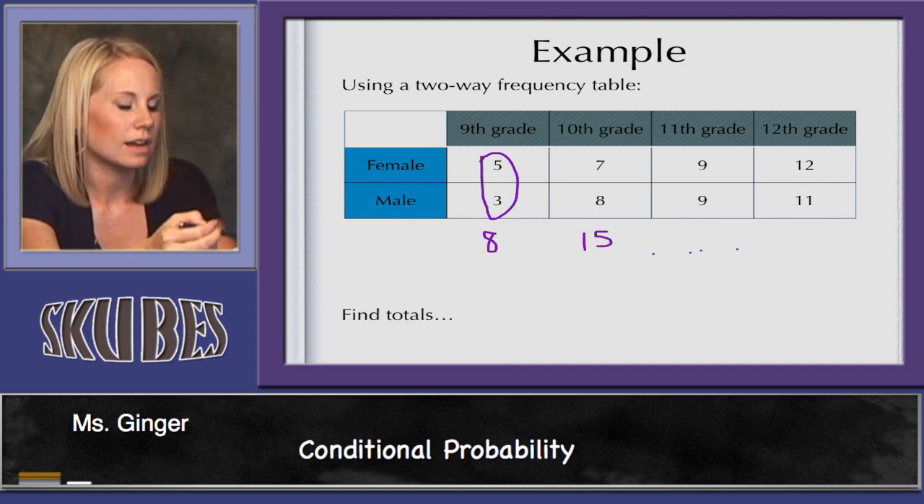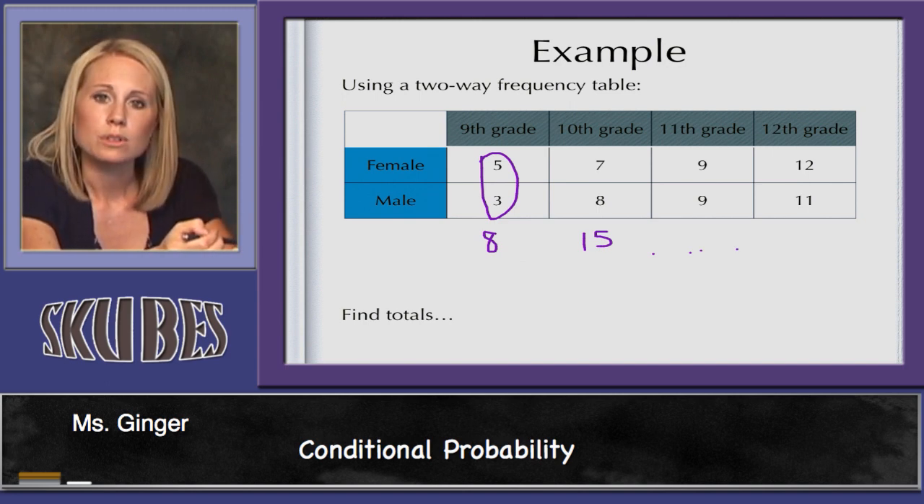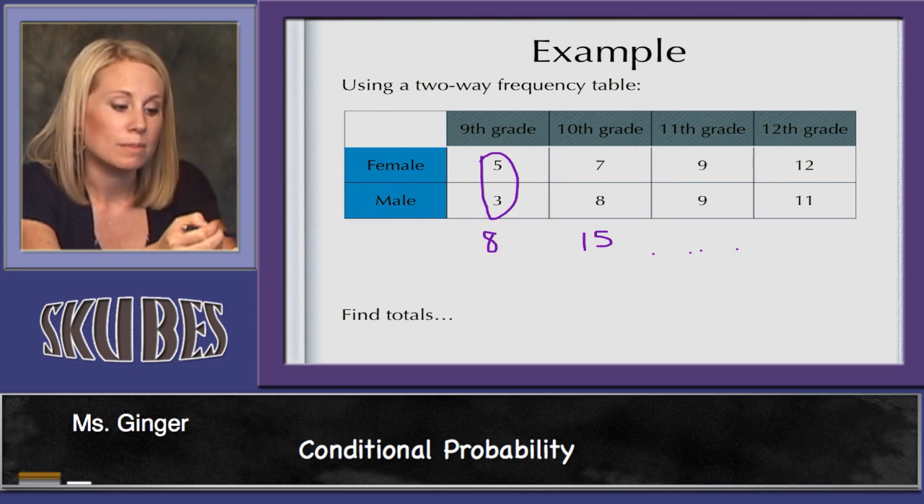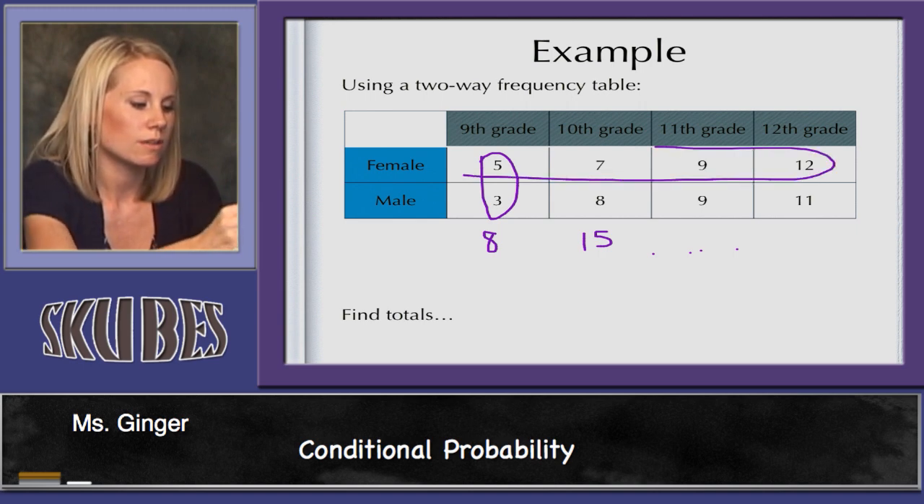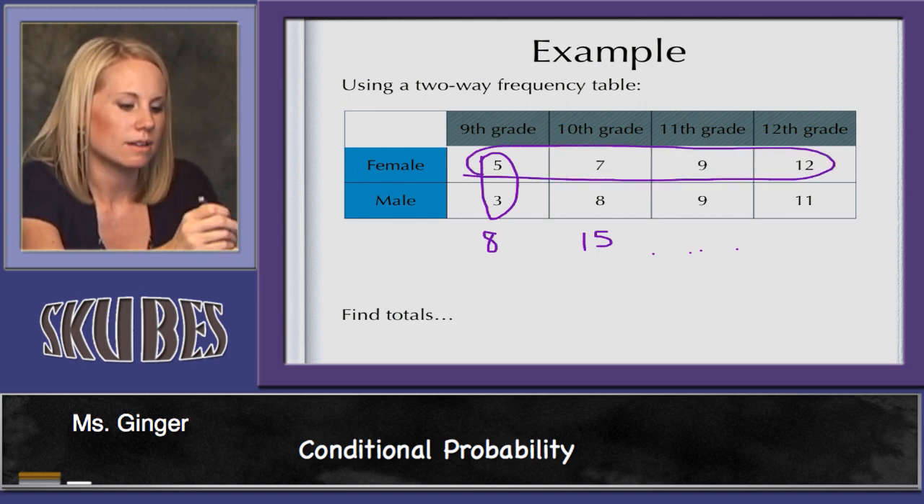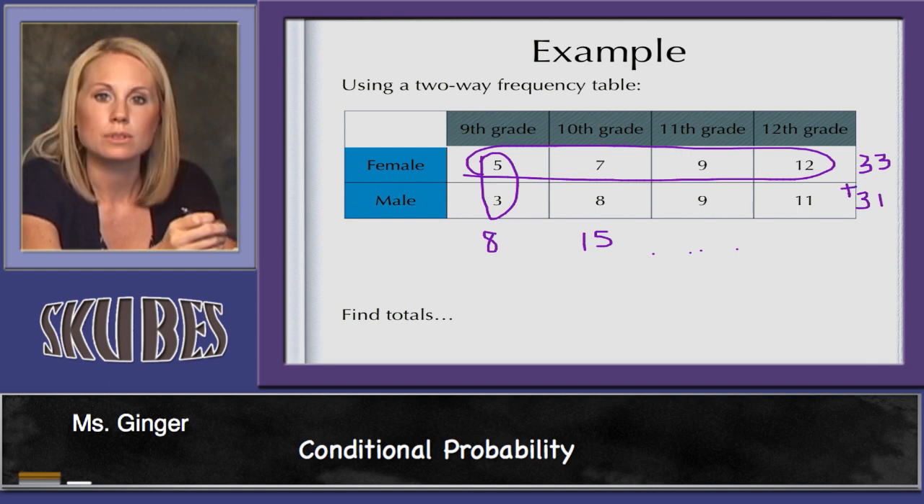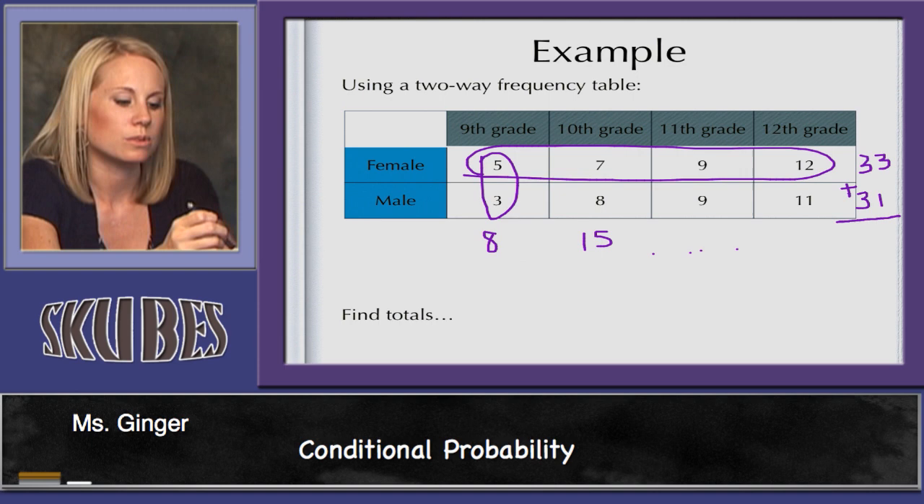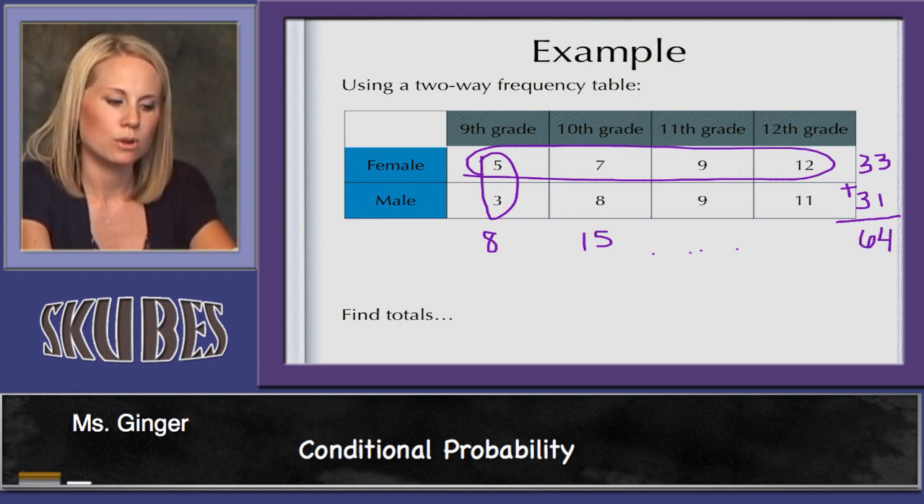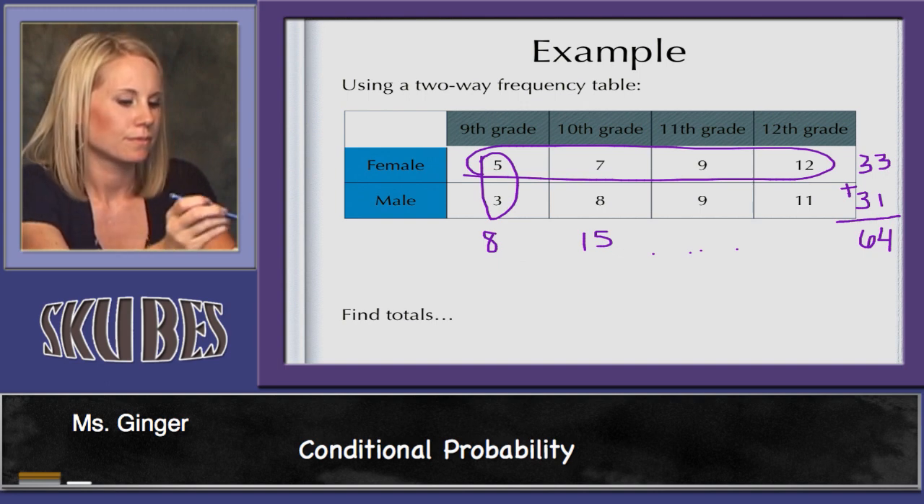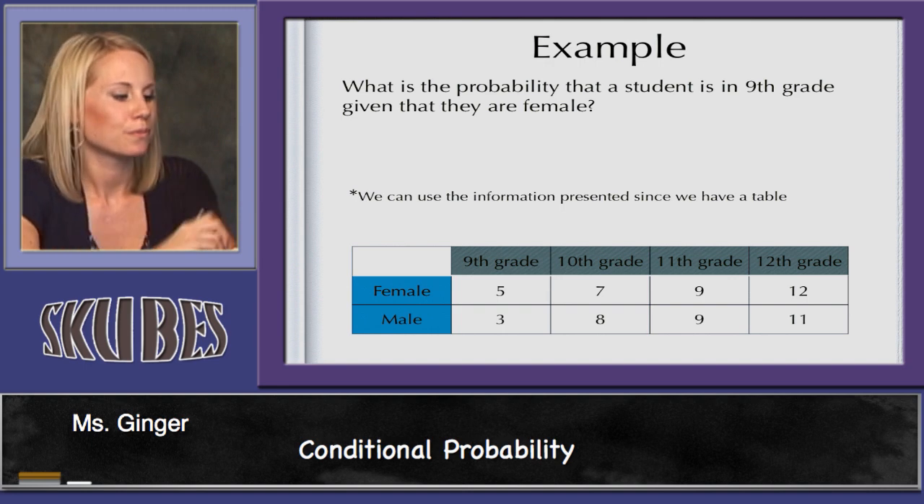You can continue to do that. Go over to the side of your rows if you're needing to find the total number of females here. I'll just add across here. Stick that out to the right. I think we have 33. And males. And then you'll also want to know how many total items are in your entire table, so you'll want to add those together as well. So 64 total people we're talking about here. So we'll remember those totals for our example.